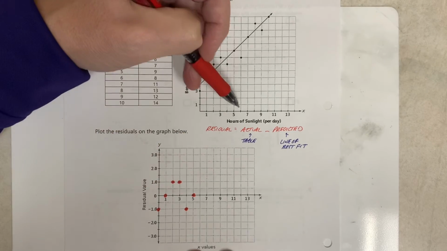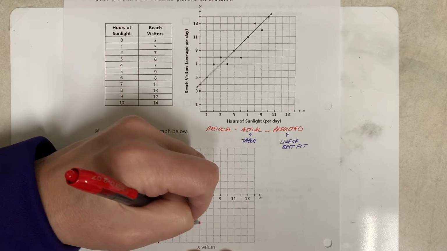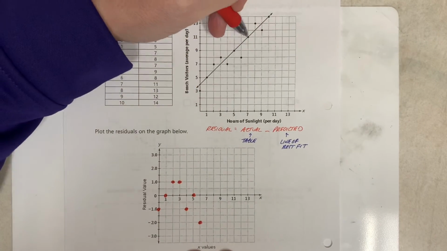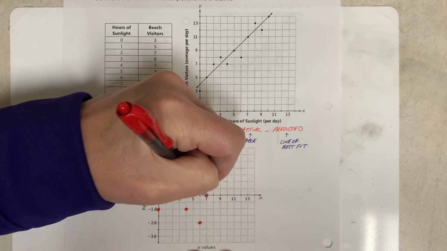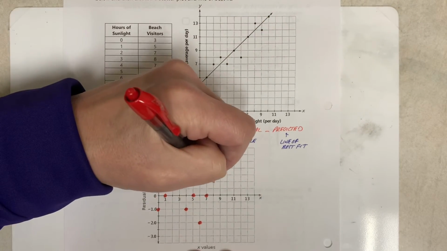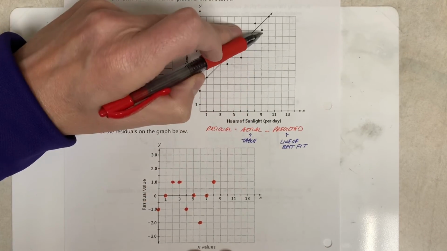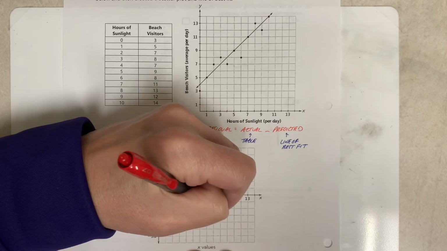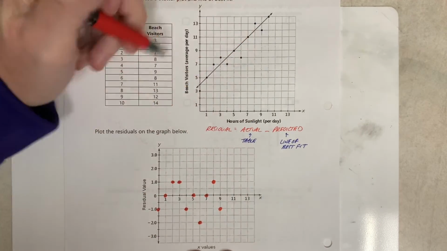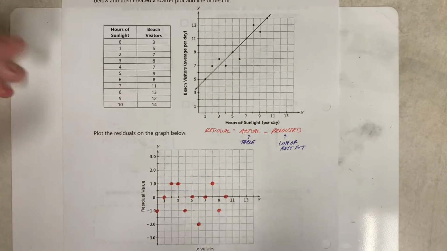6 is 2 below, right there. 7 is right on. 8 is 1 above. 9 is 1 below. 10 is right on. And then that's all we can do. The rest of the residual plot can't be done.